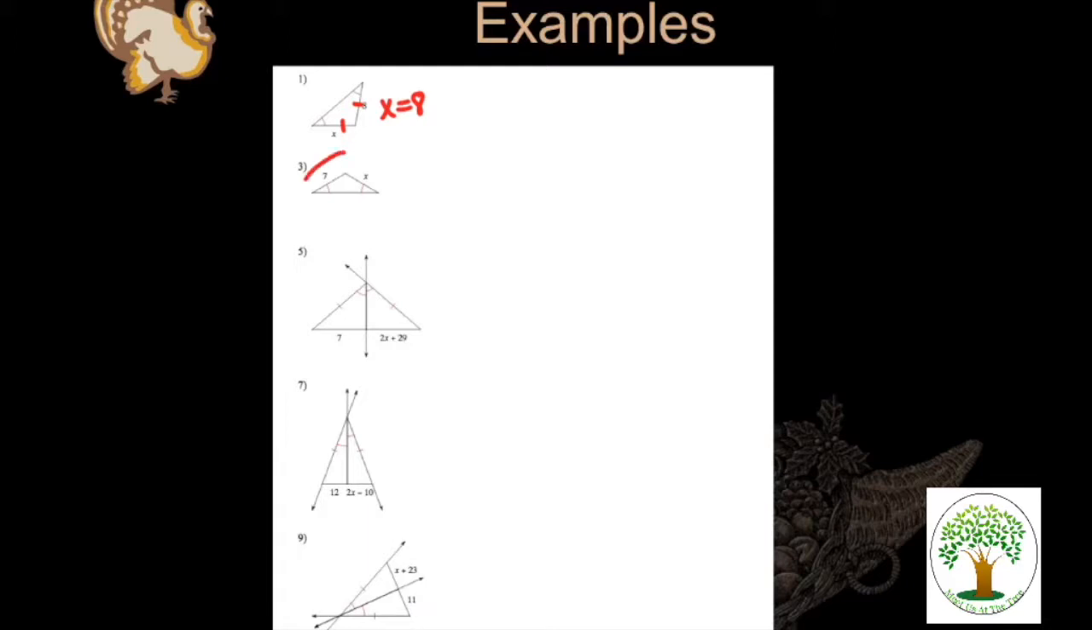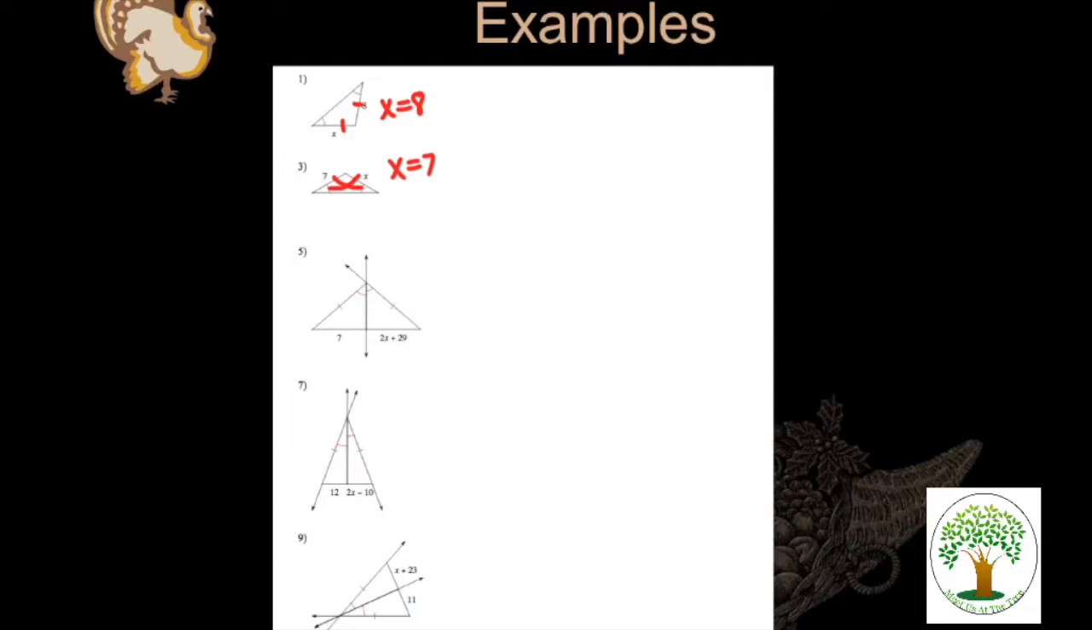I'm going to let you try number 3 by yourself. See if you can do that one. It's very similar to number 1 we just did. You can pause this video and go ahead and write the answer and check it after you come back. Since the two base angles are equal, that means those two sides are equal. That means x equals 7.